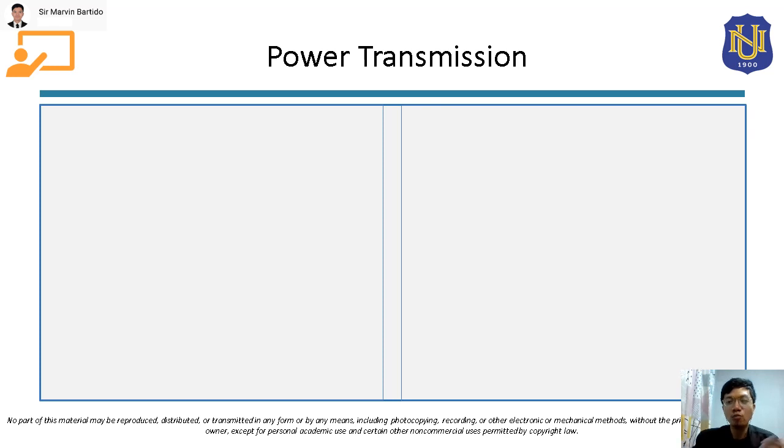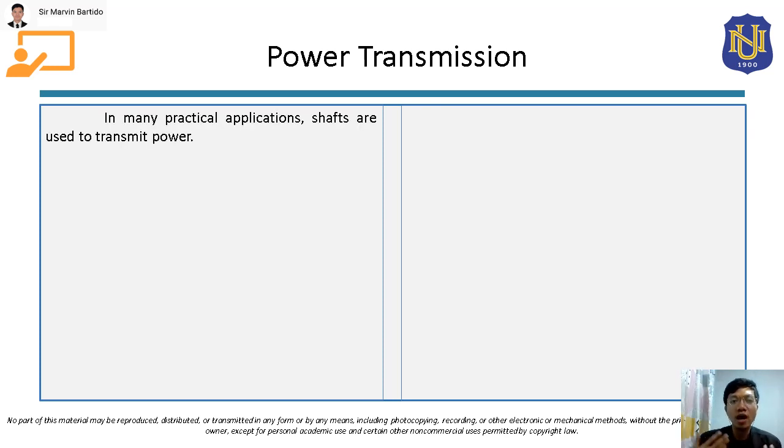Okay, so let's now move on to power transmission. In many practical applications, shafts and tubes having circular cross sections are often used to transmit power developed by a machine. When used for this purpose, they are subjected to a torque that depends on the power generated by the machine and the angular speed of the shaft.